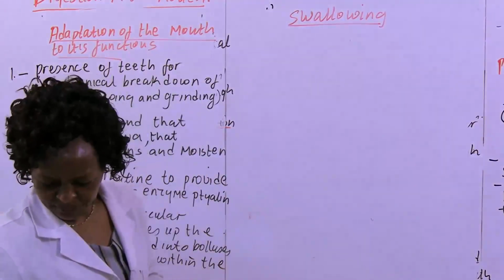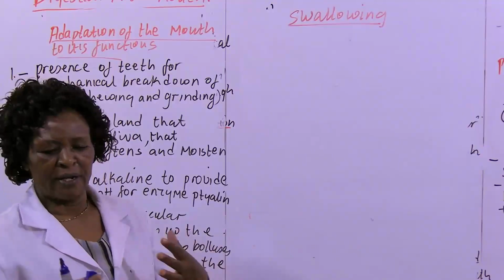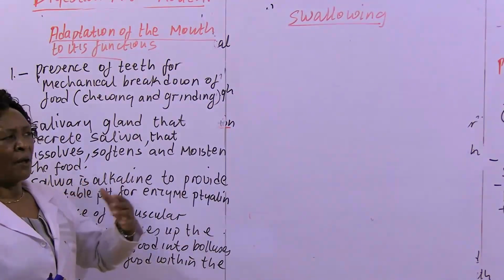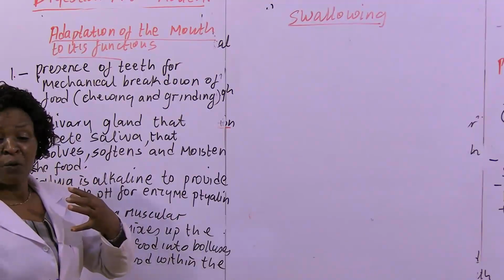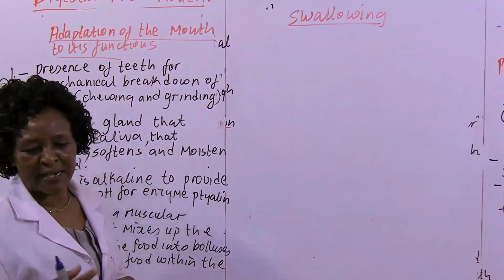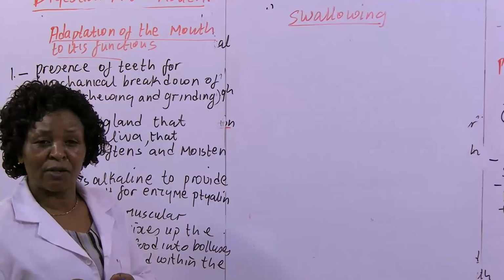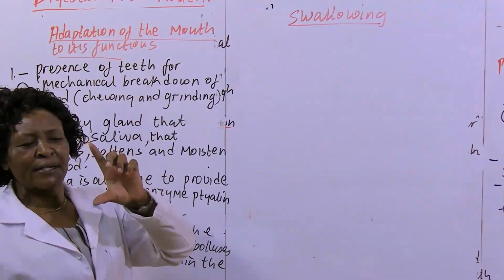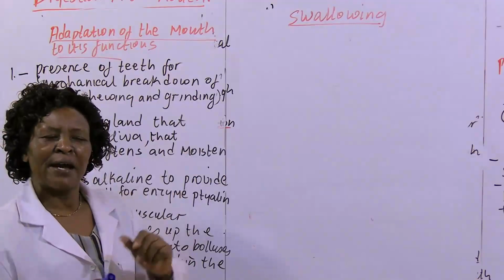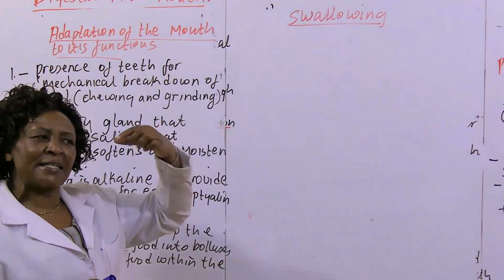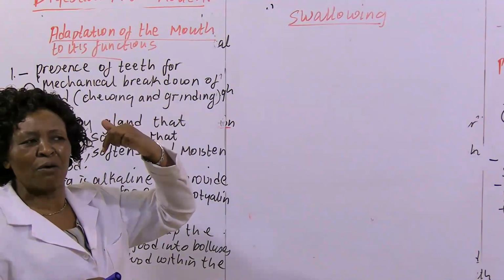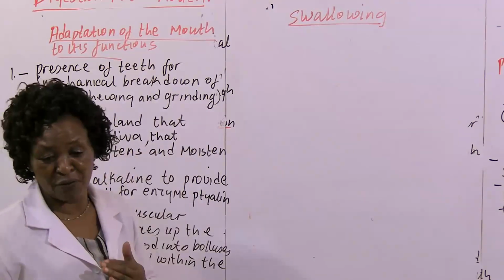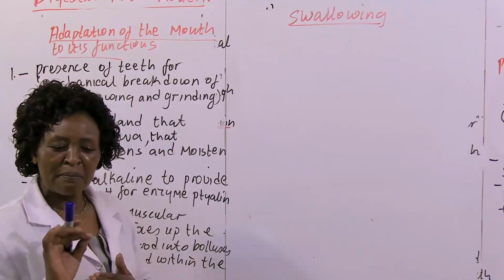Now, what happens when these boluses have been pushed to the back of the mouth? The soft palate is raised, and this closes the nasal cavity. What is the soft palate? If you open your mouth wide in front of a mirror, there is a muscle that hangs from the roof of the back of the mouth. That is the soft palate.